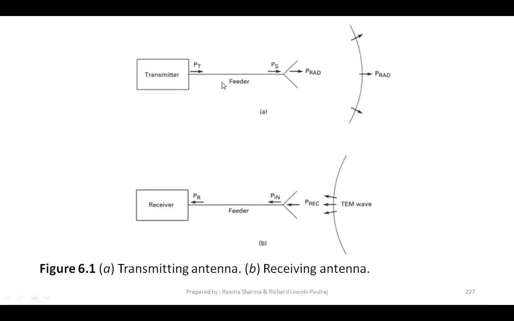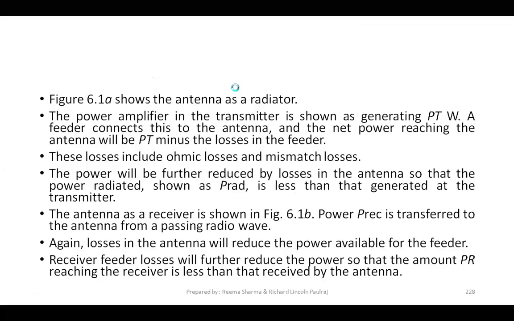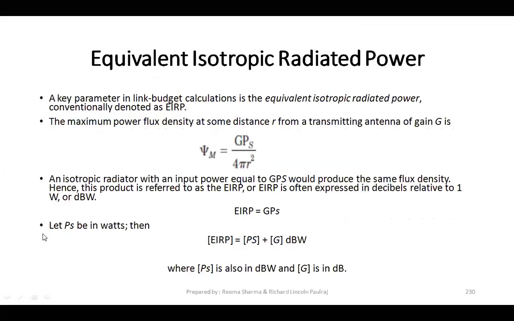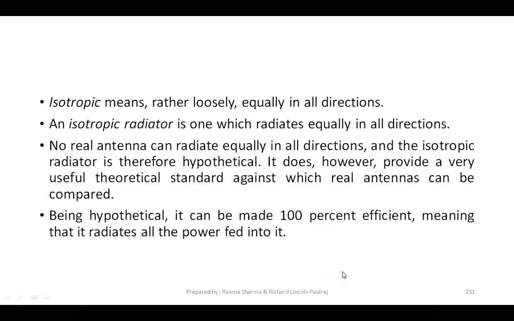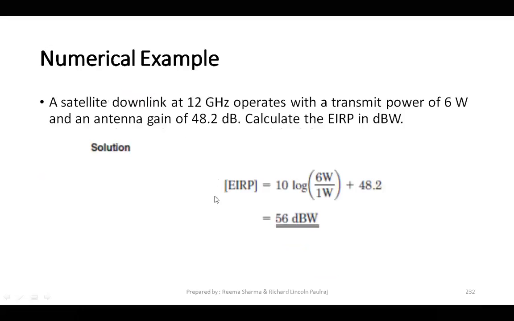Why gain? Because it had a loss because of the feeder. So losses happened, so PT minus loss, and that loss is nothing but your feeder loss. So if we consider your source Ps to be in watts, then this is going to be your formula: EIRP is equal to Ps plus G in dBW, so dB with reference to 1 watt, where Ps is also in dBW and G is in dB, in decibels. So isotropic means, rather loosely, equally in all directions. Based on this, we even have a simple numerical implementation of EIRP.